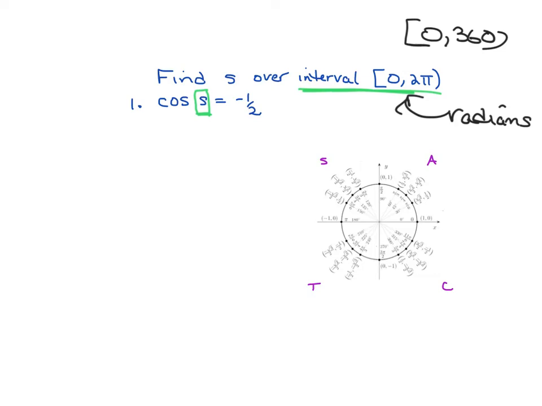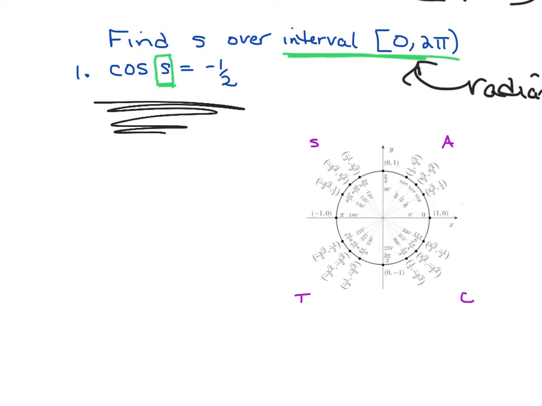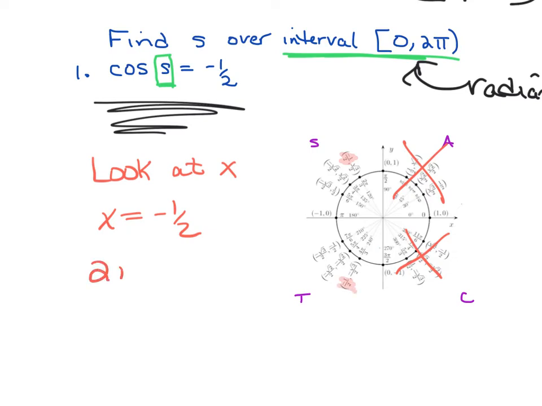So I need to use my All Students Take Calculus. I've already got it labeled here. Notice my problem has cosine being negative. So I'm going to cross off the 2 quadrants where cosine is positive, because I don't want those answers. Now, cosine looks at what? I'm going to look at quadrant 2 and quadrant 3. Which part of the ordered pair am I looking at for cosine? X. So I need to find where x equals negative 1/2 in quadrant 2 and in quadrant 3. So x equals negative 1/2 right here and right here. So my 2 answers are 2 pi over 3 and 4 pi over 3.